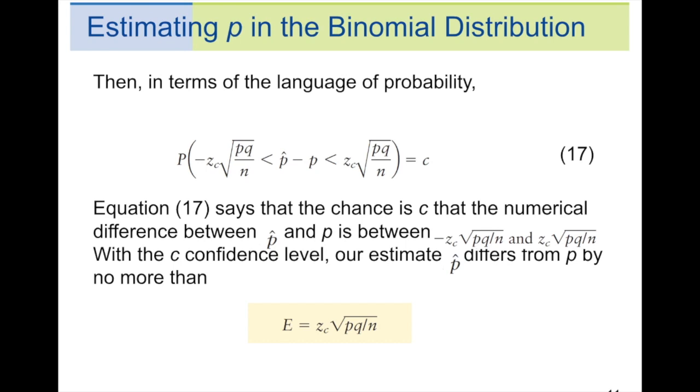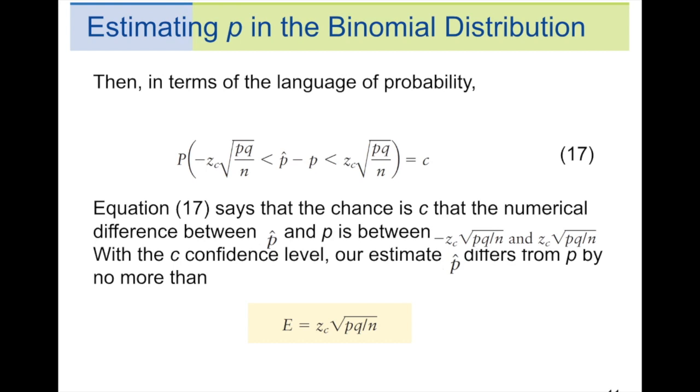Equation 17 says that the chance is c that the numerical difference between p hat and p is between negative z sub c times the square root of pq over n and z sub c times the square root of pq over n. With the c confidence level, our estimate p hat differs from p by no more than e, which is equal to z sub c times the square root of pq over n.